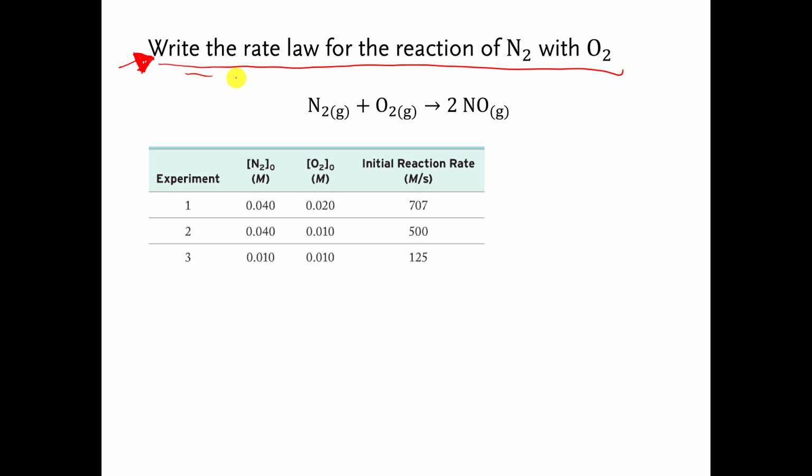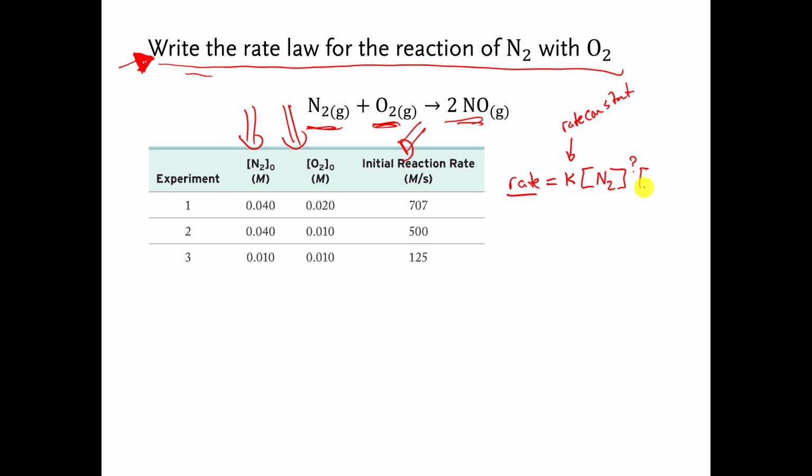Write the rate law for this reaction of nitrogen gas mixing with oxygen gas. And there's a bunch of sample pretend experimental data here. So what we're trying to do, the rate law, if you remember, is just the rate or the speed of the reaction is going to be equal to some number called the rate constant times the concentration of N2 at the beginning of our experiment raised to some power times the concentration of O2 at the beginning of our experiment raised to some power as well. And these two numbers, the power numbers, don't necessarily have to be the same thing. They don't have to be the same number.